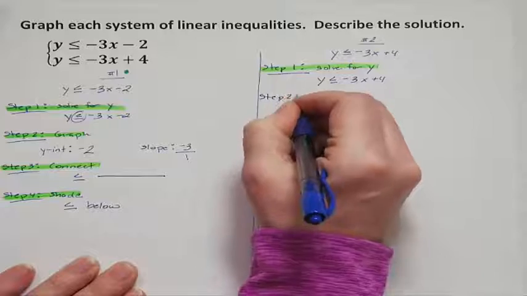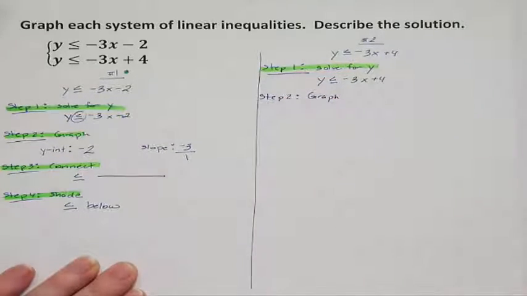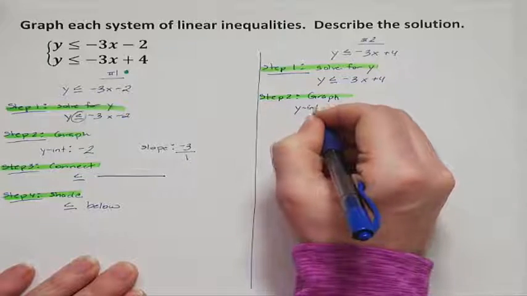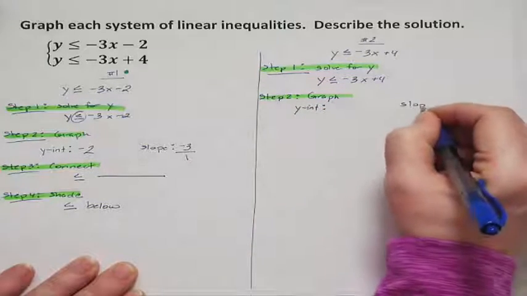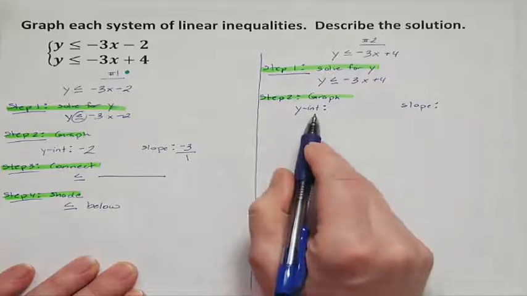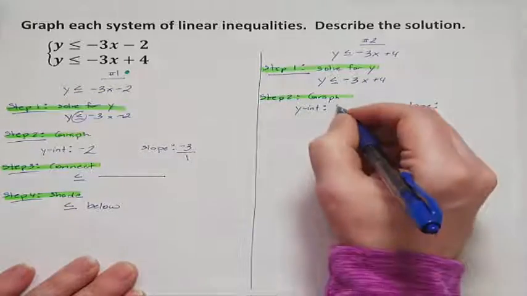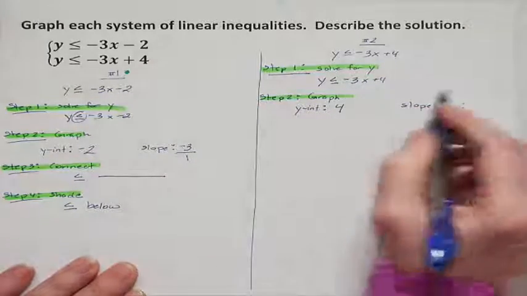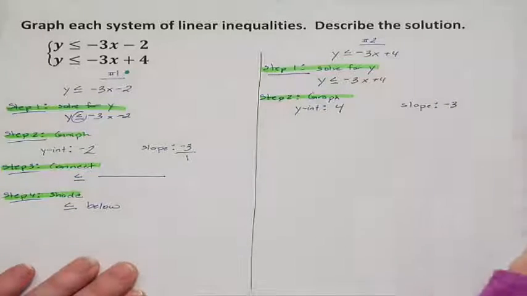Step number 2. What is all the important information that we need so that we know how to actually graph it? So we need to figure out what our y-intercept is, and we need to figure out what our slope is. The y-intercept is a lonely number without any letter. It's 4. Slope is the number in front of x. It's a negative 3. Slope needs to be a fraction, so you need to put it over 1.